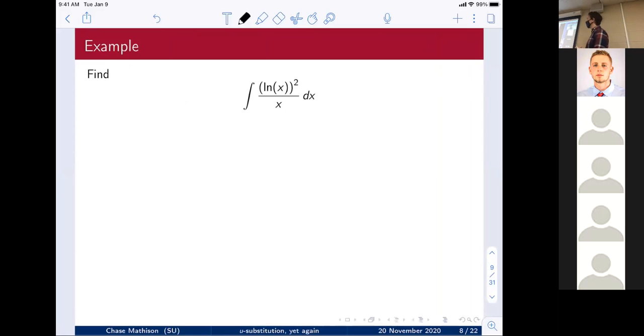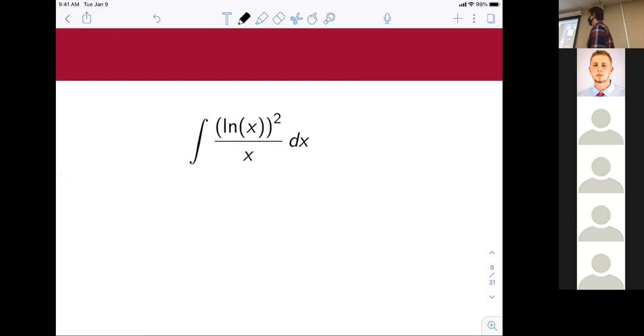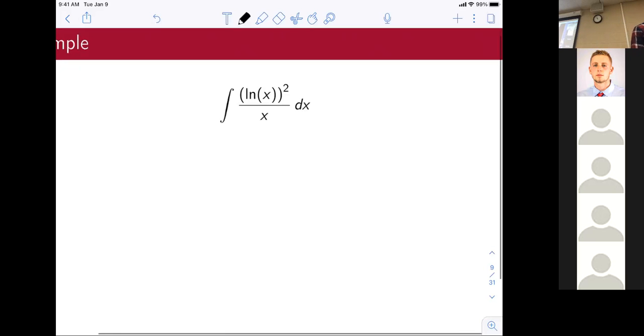The integral of the natural log of x squared divided by x with respect to x. All right, so again, first question you should always ask yourself is this just some simple derivative of some other function I know? Answer is obviously no. So what should I do here?